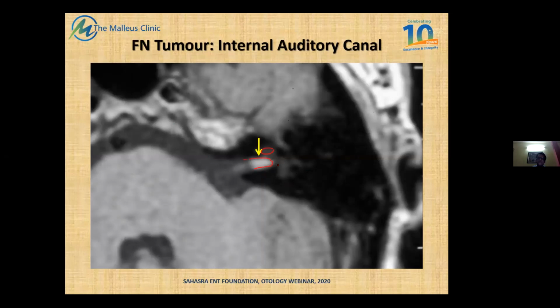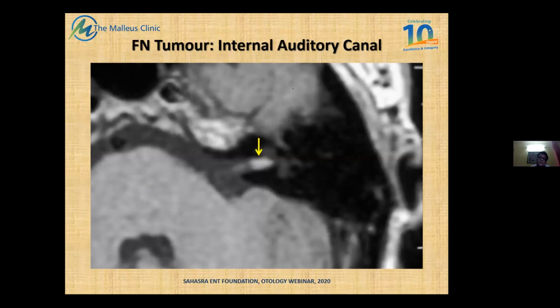You can see the basal turn of the cochlea. You can see the vestibule. You can see the lateral semicircular canal. You can see the CP angle. You can see part of the brainstem and the cerebellum. So this is considered to be under the purview of a facial nerve hemangioma, but it tends to cause sensorineural loss more often rather than a facial nerve paralysis. And very often the facial nerve paralysis here is fluctuating.